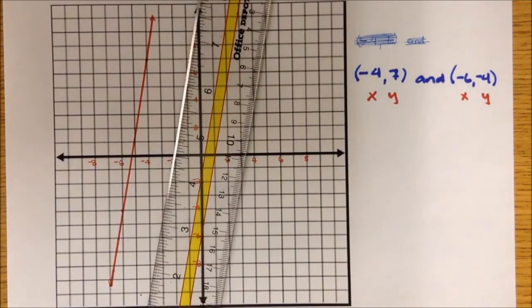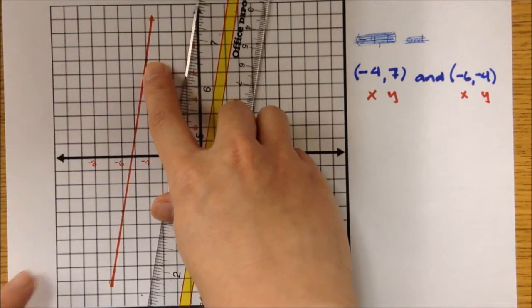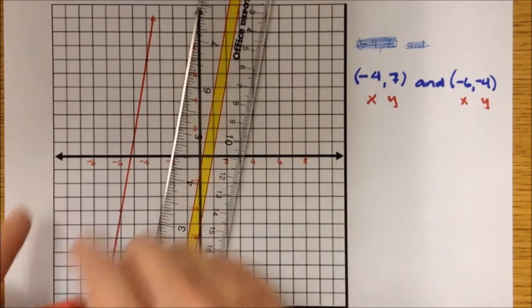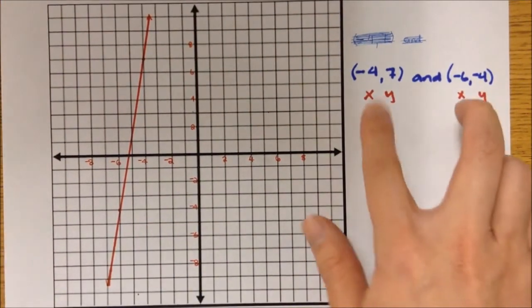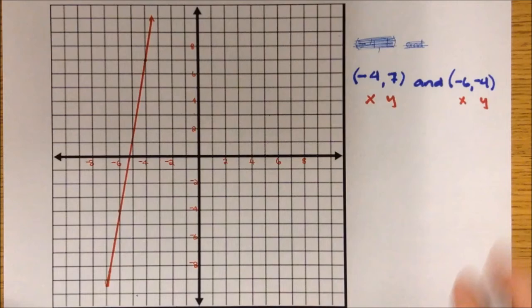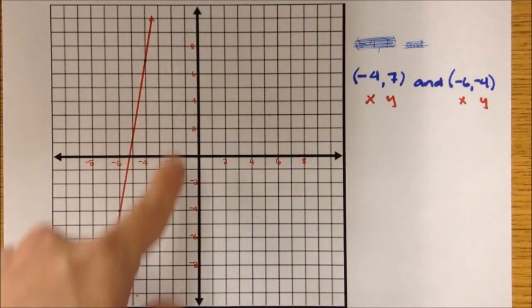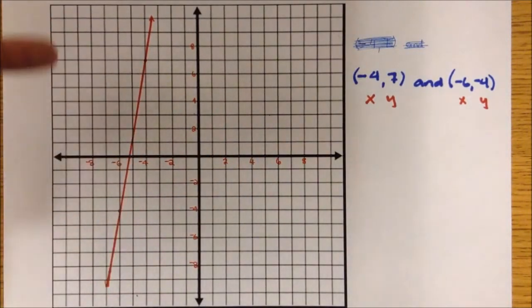Alright, so our first point was right there. Our second point was right there, and all we did was use a straight edge to connect these points to make one graph. So here is our graph of using two given points. So again, when you have a blank graph, it's always best to label your x values and your y values, and then start using the points, plot them, and then connect the 2 points together.